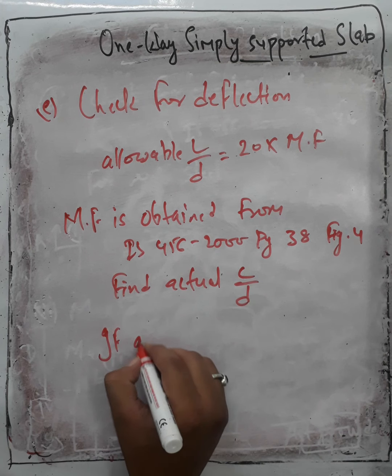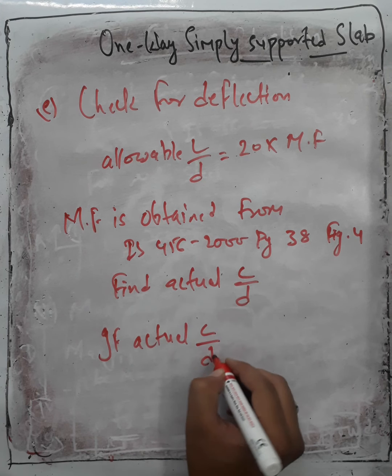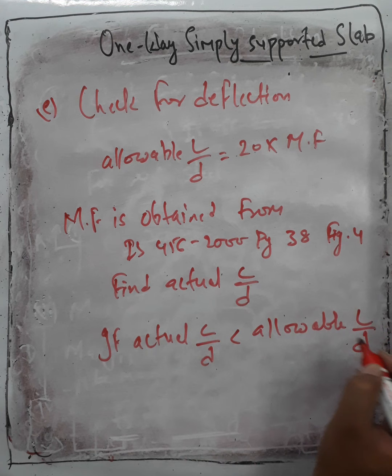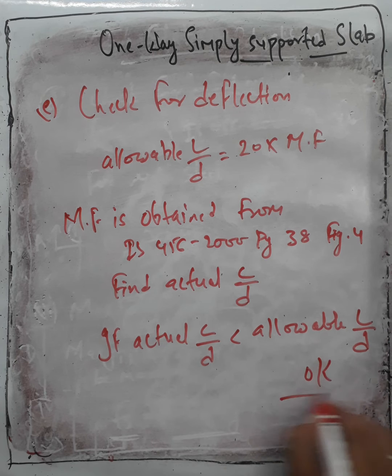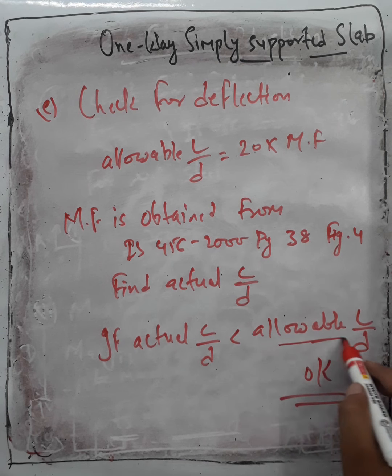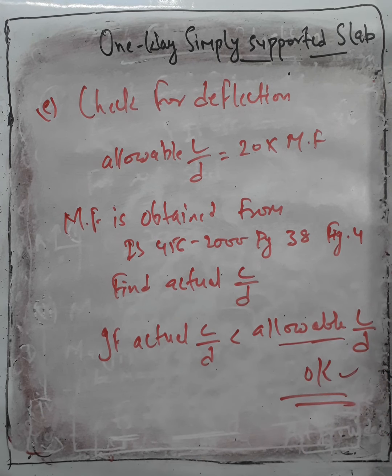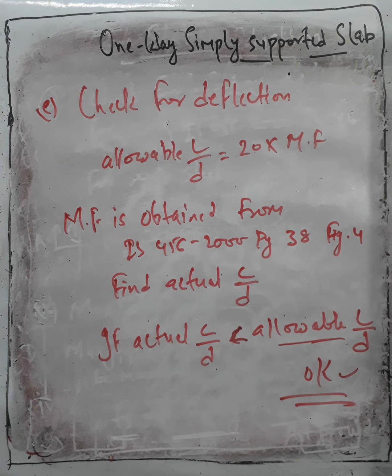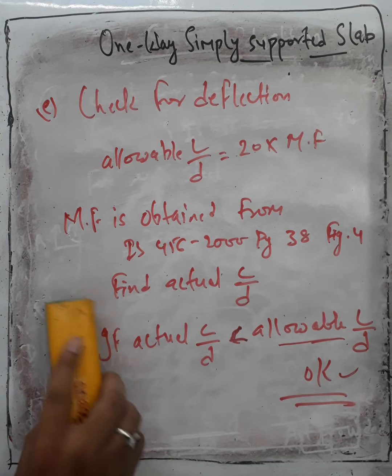If actual L by D is less than allowable L by D, then okay. Means allowable L by D is greater than actual L by D, then our design is okay. If this fails, then you have to restart with the first point. If you find the check for deflection or check for cracking is not safe, then you have to redesign this slab and start your solution with point number 1. Okay, so this is the criteria of check for deflection.